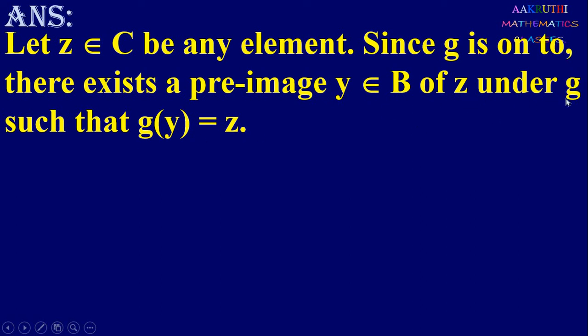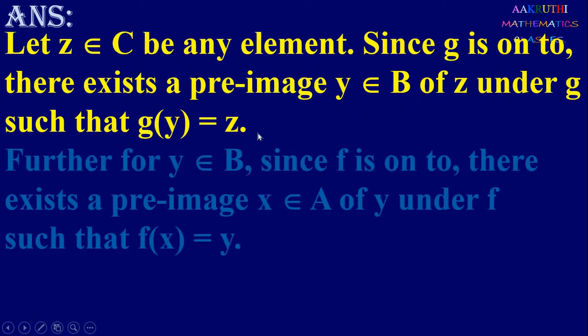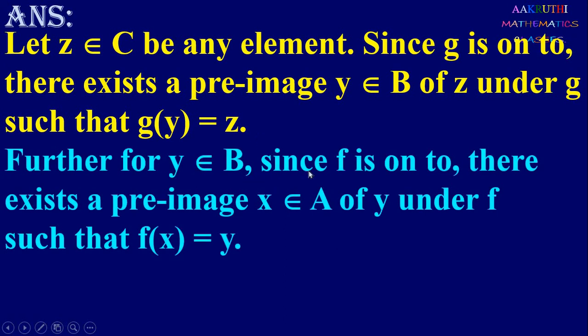Now here it is given g is onto. For every element z belonging to C, there exists a pre-image y in B such that g of y equals z. Same for y belonging to B: since f is onto, there exists a pre-image x belonging to A of y under f such that f of x equals y. So here it is given f is also onto. So for every y belonging to B, there exists x belonging to A such that f of x equals y.